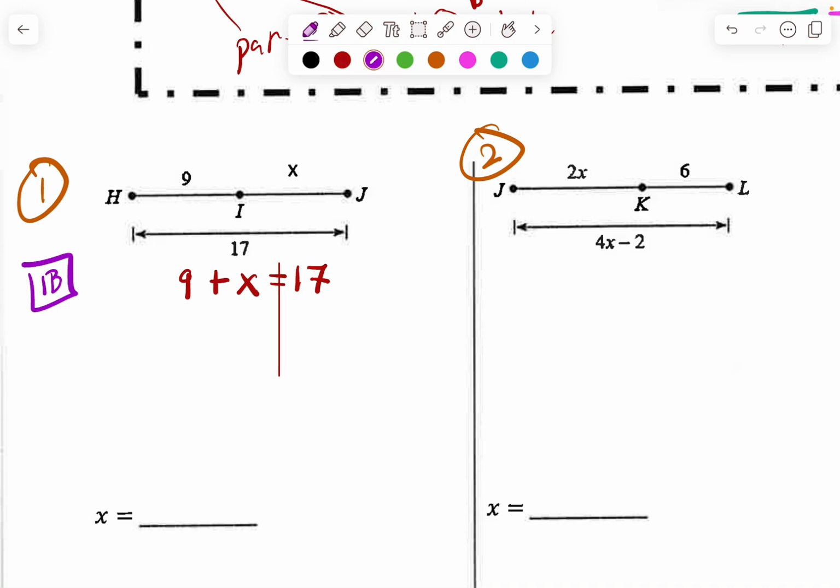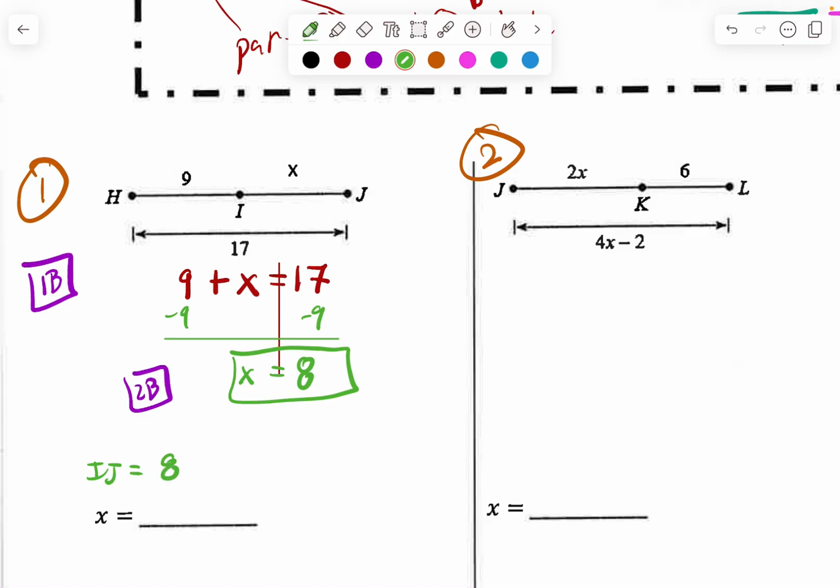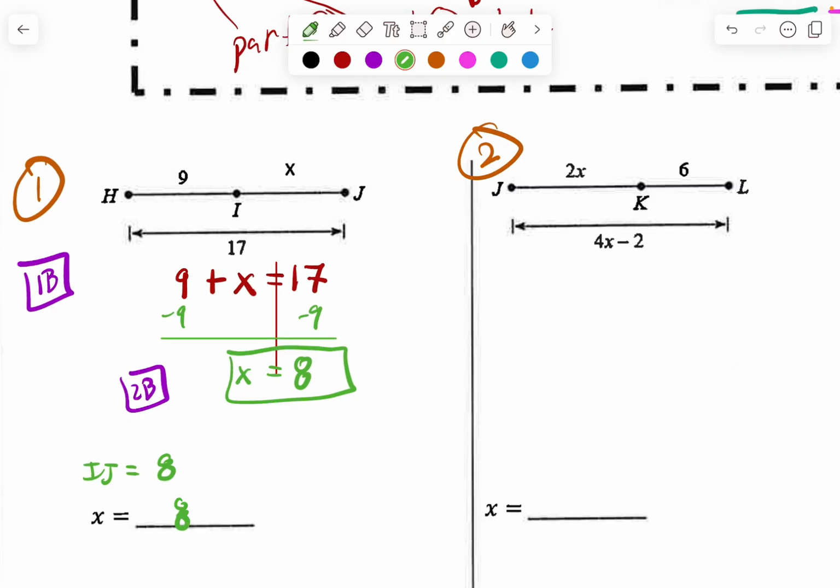So this next piece down here is going to be your 2b. Can you balance the equation? So it's 9 minus 9, and we have x equals, what is that, 8? So x equals 8. That's all we needed. You could say ij equals 8, but we're just looking for x in this one, so 8 is also x. Cool. Sometimes you've got to sub it in.